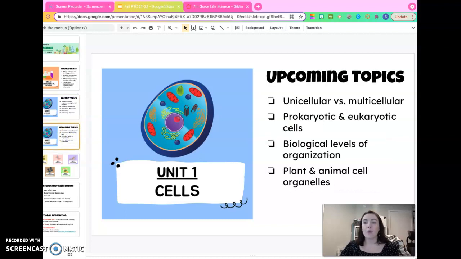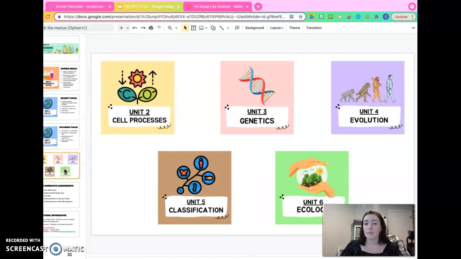Next up in Unit 1, students are going to be doing a lot of work with microscopes, and then some topics also include biological levels of organization, uni and multicellular organisms, and plant and animal cell organelles. Unit 1 provides a lot of important foundational knowledge and skills for our future units such as cell processes and genetics.